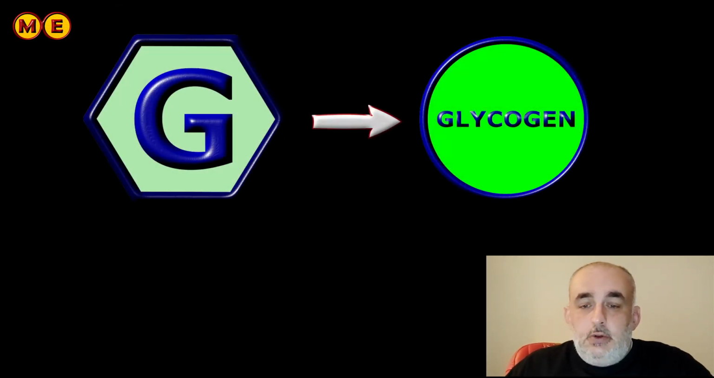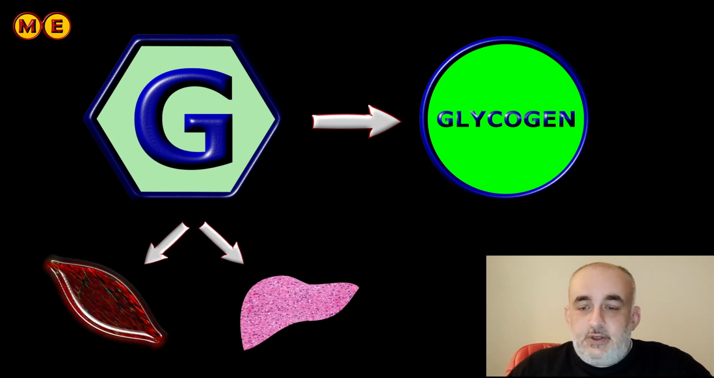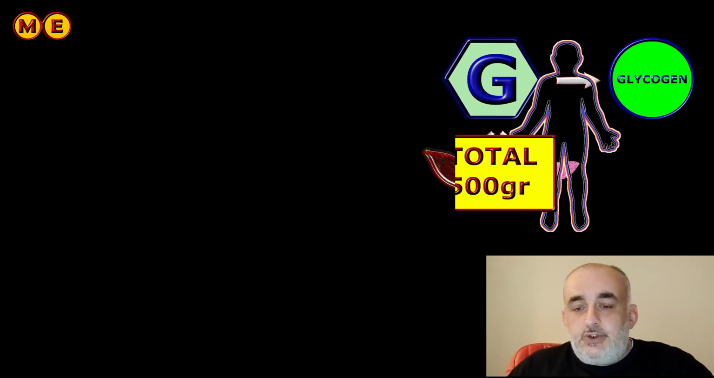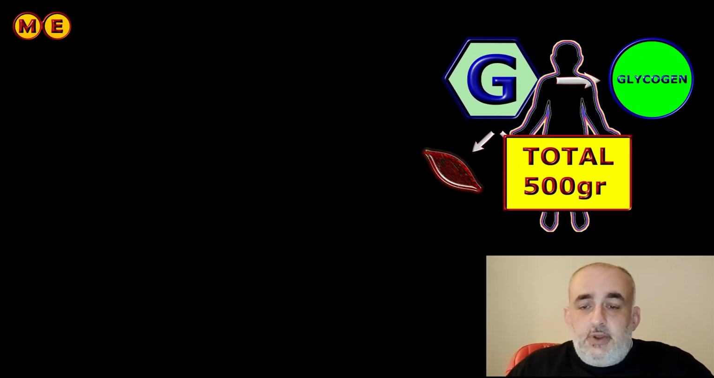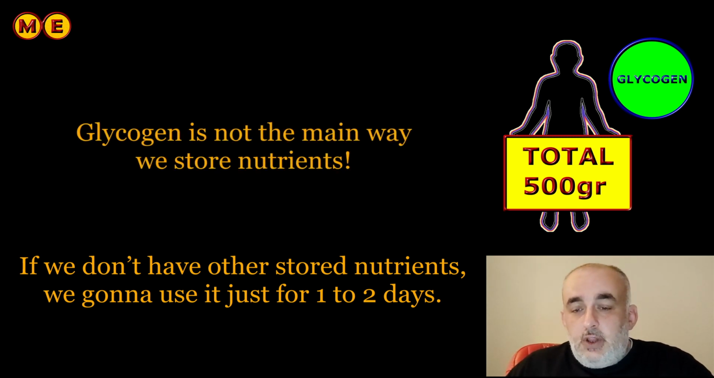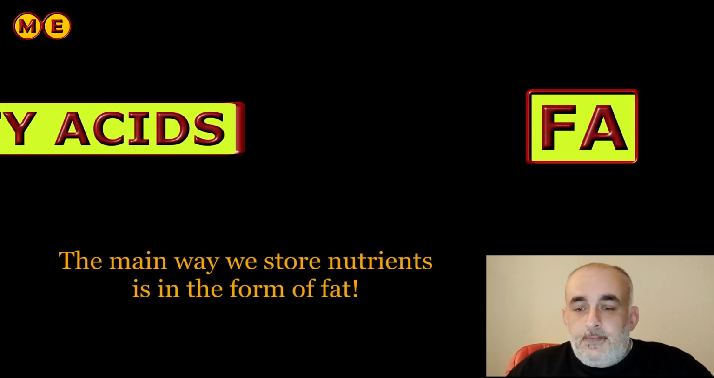So, to summarize, glucose can be stored as glycogen mainly in our muscle and liver cells. And in total, we can store about 500 grams of glycogen in our body. But this is very small energy storage for what we need. And if we don't have any other stored nutrients, we're going to use it up in just 1 to 2 days. So glycogen is definitely not the main way we store nutrients. And the main way we store nutrients, of course, is in the form of fat.